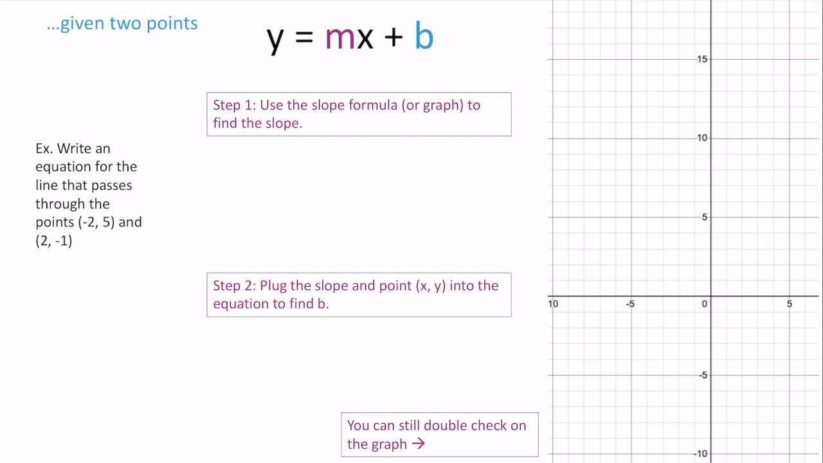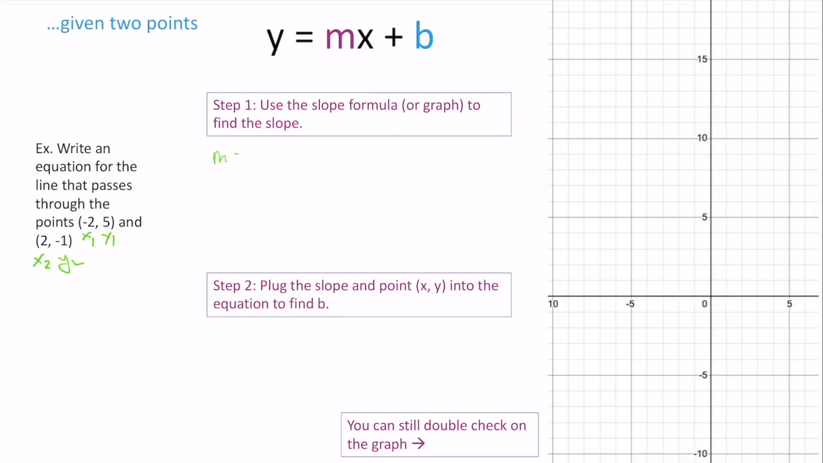All right, the second case is if they give you just 2 points. So notice this time they're not giving you the slope. Right, so we don't have the slope or the y-intercept yet, but we can still figure both out. So the first thing we're going to do is use the slope formula to find the slope. So let's call our -2, 5 our first point. So I'll say that's my x1 and my y1. And then we'll call 2, -1 our second point. So we'll say that's x2, y2.